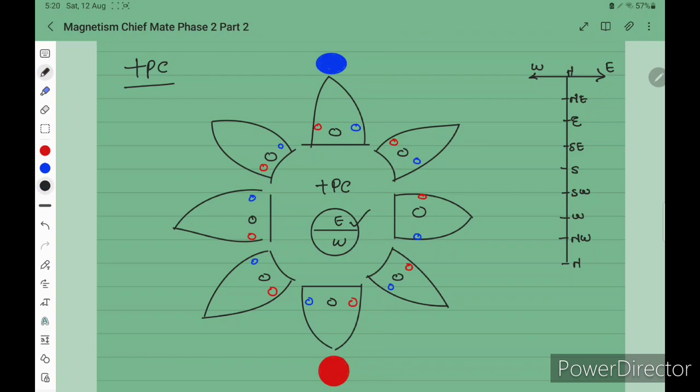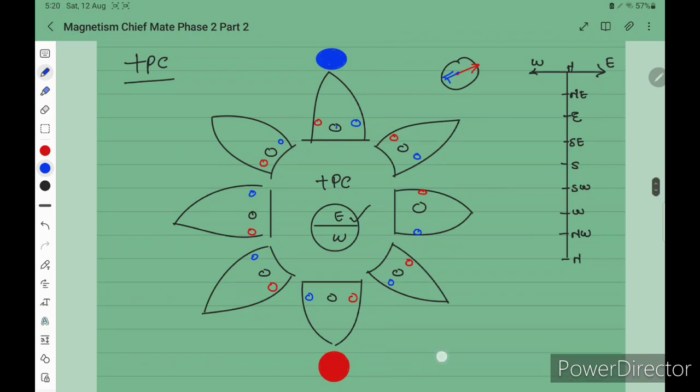Okay. Now the compass looks like this, correct? So if you see the red, it will attract here, so easterly deviation. First we discuss the deviation, then we come to the directive force.